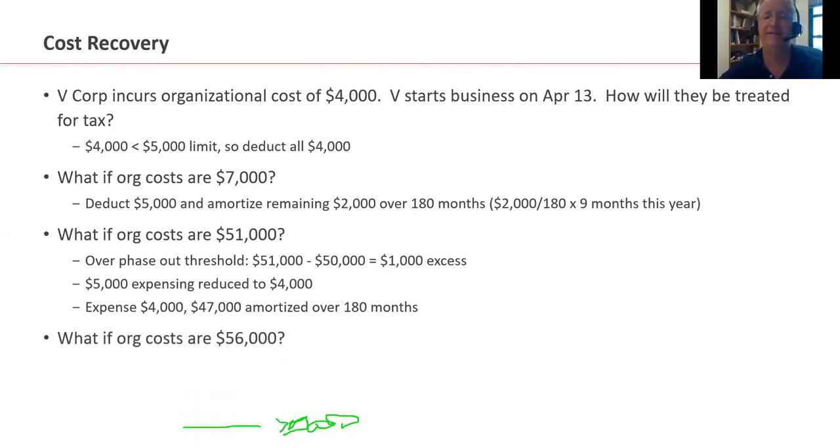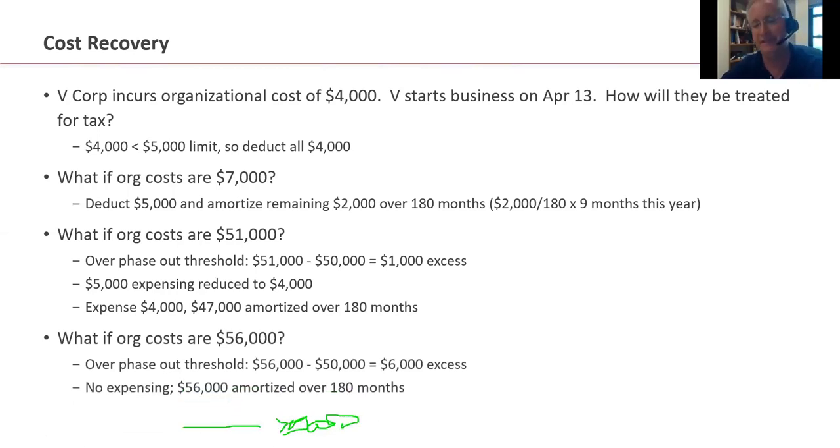What if org costs are $56,000? Well, $56,000 is $6,000 in excess. I am no longer eligible for any of the small business expensing. All $56,000 just gets amortized over 180 months.